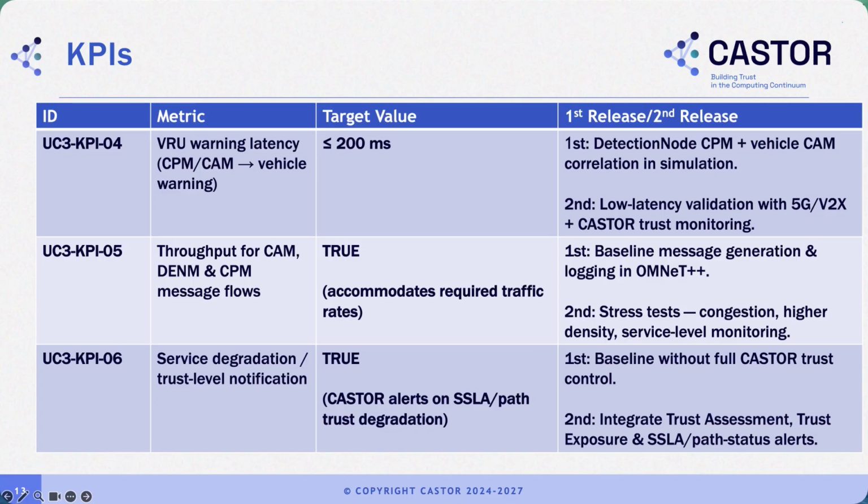And finally, service degradation and trust level notification: CASTOR alerting on SSLA or path trust degradation. Each KPI has a first release, baseline, and a second release that adds the CASTOR trust aware layer.